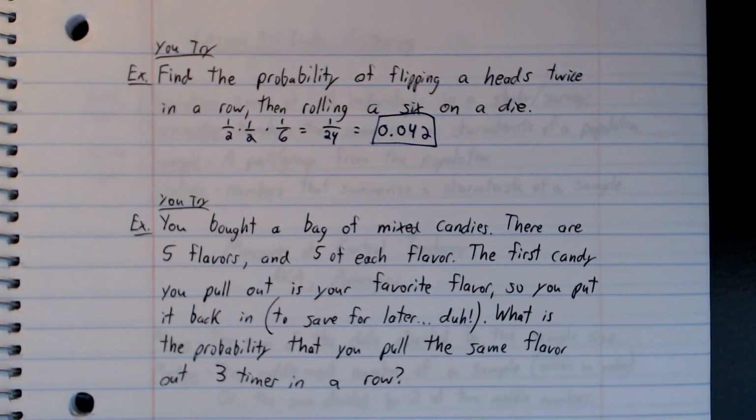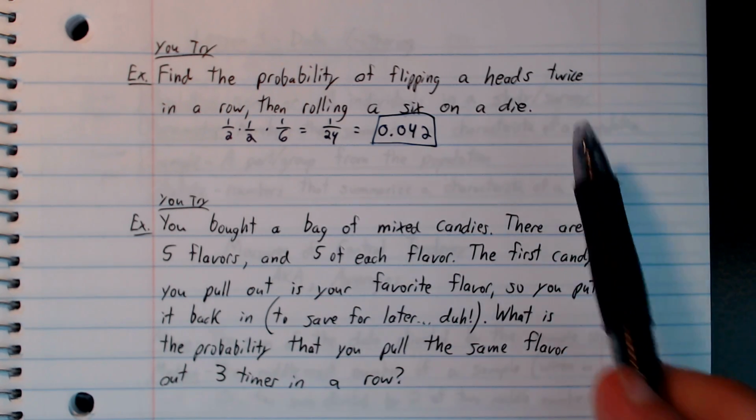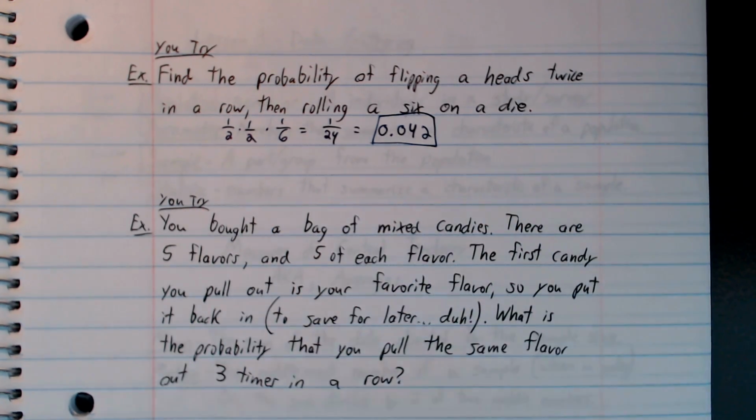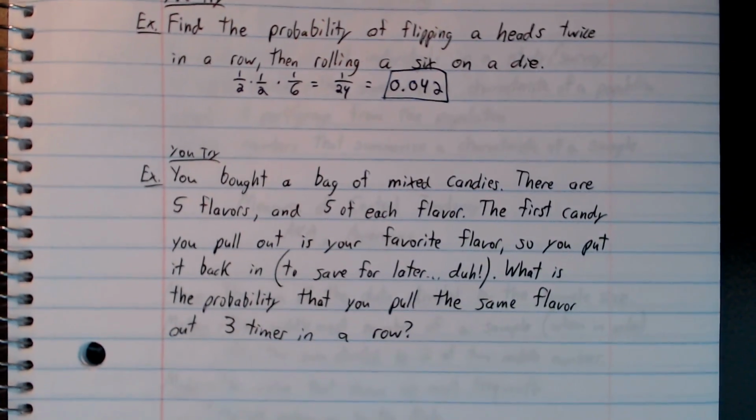Right, imagine you walk into class one day and you just declare to everybody, I'm going to flip a heads twice in a row and then roll a 6, and then you do it. That's the chances of that happening.